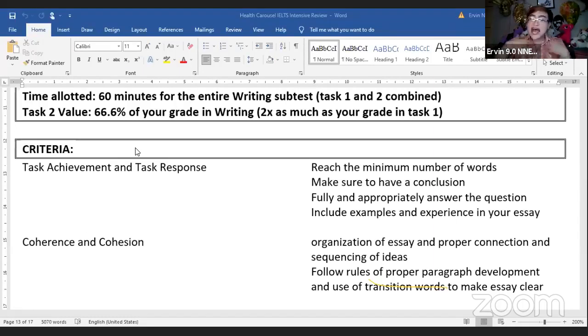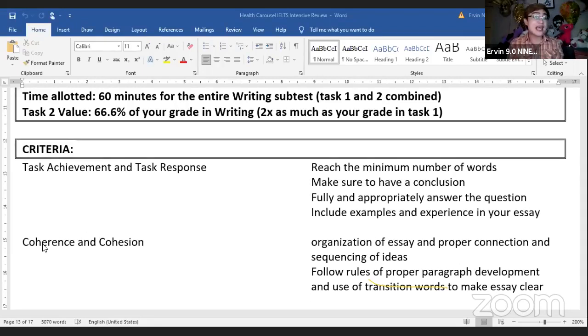In speaking, you just have to be yourself. You just have to be conversational. But writing is more technical because there are certain things that you have to remember when you come up with your essays. Now, we are done with criteria number two, coherence and cohesion.